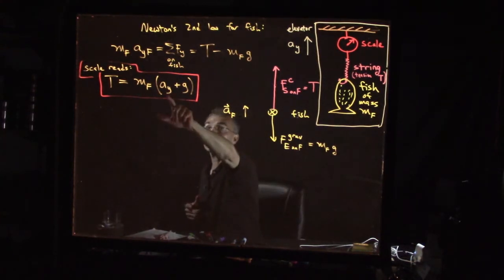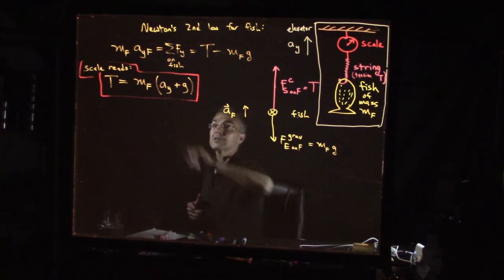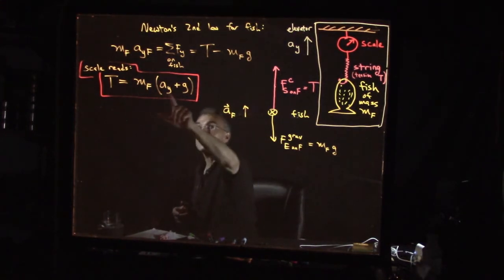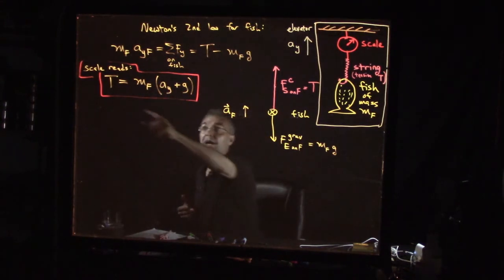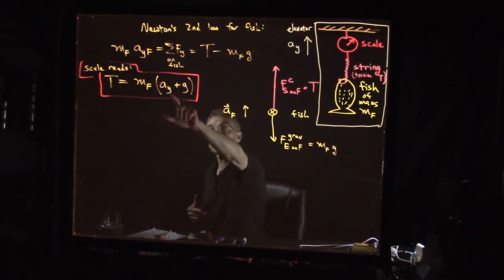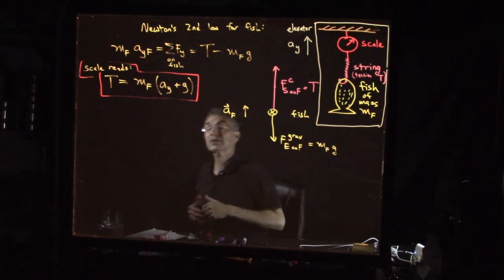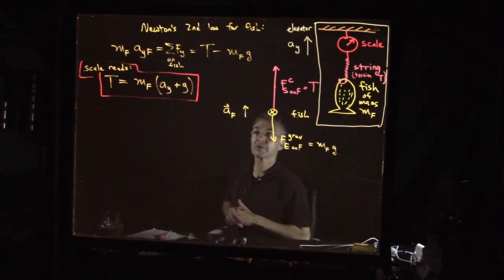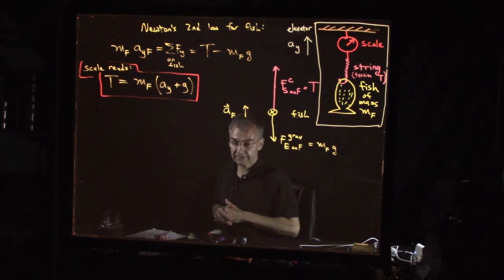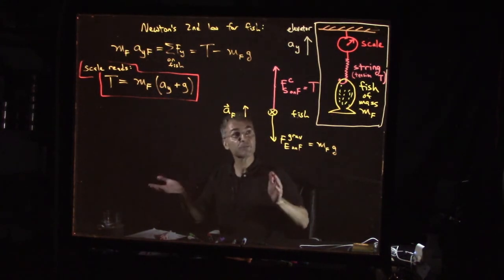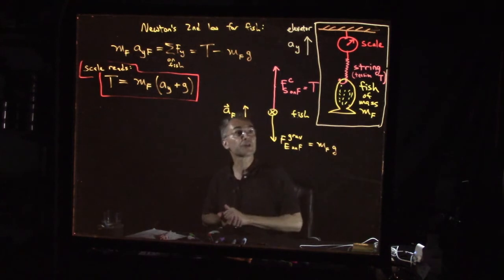If the elevator is accelerating upwards, this is a positive number, then the scale reads a number bigger than the weight of the fish. And if the elevator is accelerating downwards, so this is a negative number, then the scale reads a number smaller than the weight of the fish. And this exact same thing is true if you're standing on a bathroom scale in the elevator.